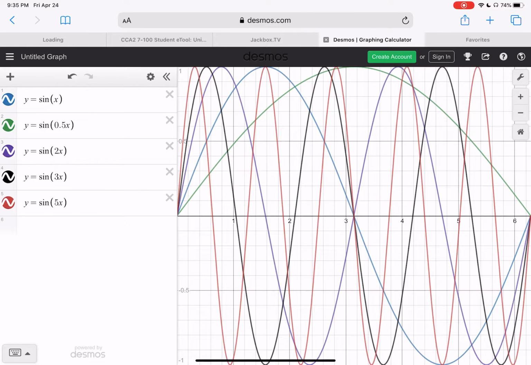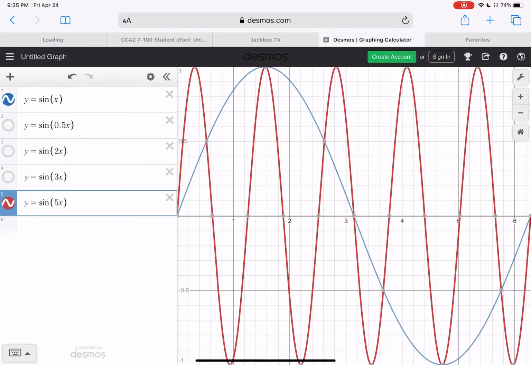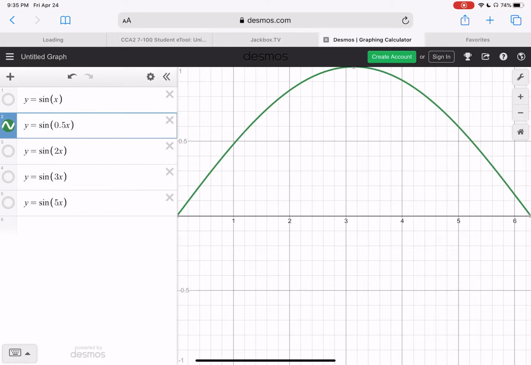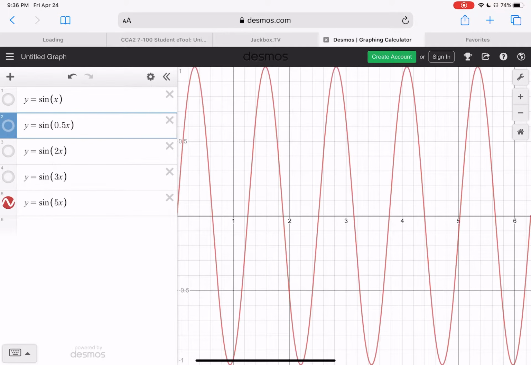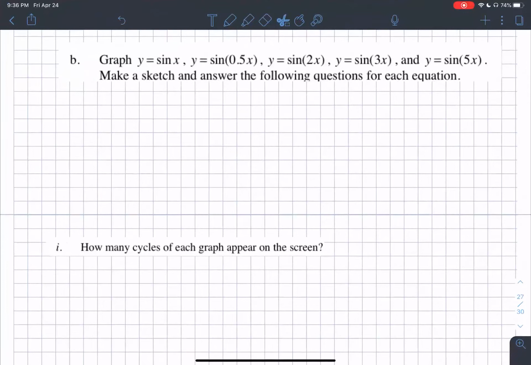Now that you've graphed all of these, again, you graph them all separately so it'll look a little bit nicer than this. So we have graphs of y equals sine x, y equals sine of 0.5x, y equals sine of 2x, 3x, and 5x. Go ahead and read part I to see what it's asking you to do. Pause the video to read now.